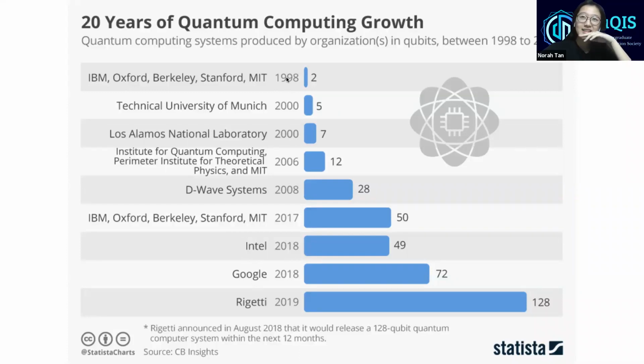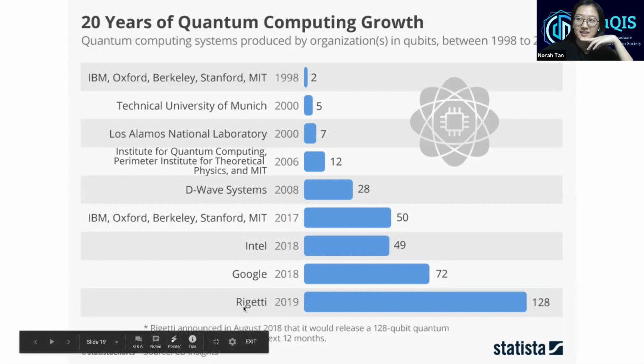So in 1998, we start with a 2-qubit quantum computer, developed by IBM, Oxford, Berkeley, Stanford, and MIT. Then it gradually grows to 48 qubits in 2018 by Intel. Google's declared quantum supremacy also happened on their 53-qubit quantum device, and they also declared a 72-qubit device the same year.